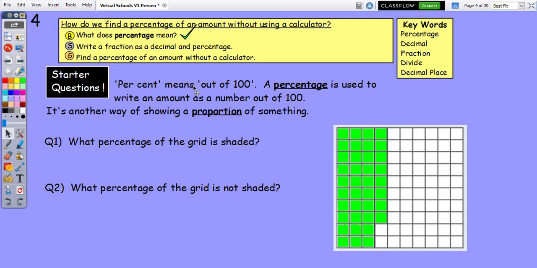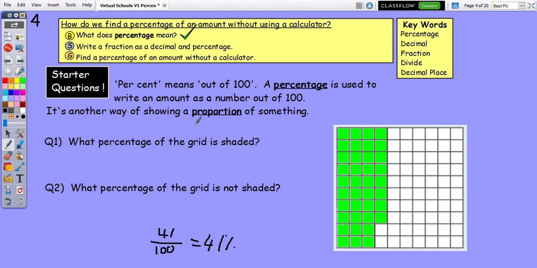Lots of you would have covered percentages before, but it's always good to recap. Percent means out of 100. A percentage is used to write an amount as a number out of 100. In other words, it's used to write a number as a fraction out of 100. So for example, if I had a fraction that was 41 out of 100, that would simply be 41%.